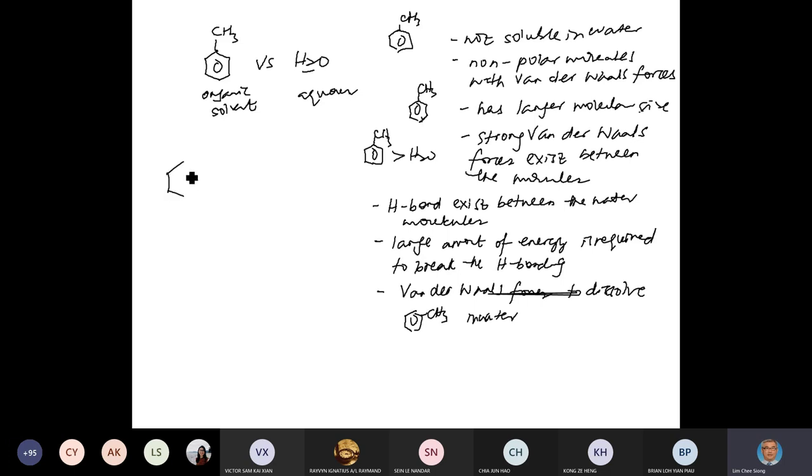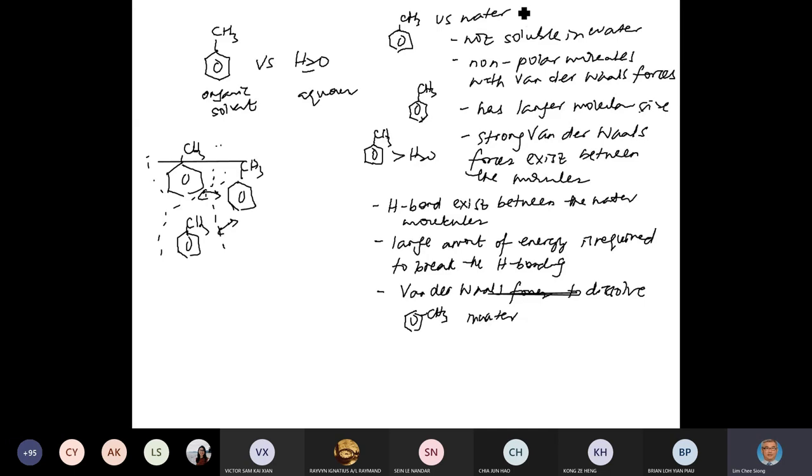So look at here. This is toluene, and the toluene itself can form Van der Waals forces because the size is too big. Here is water. So that's why you need higher energy to separate the toluene molecules, so they can break the bond and come out as a vapor or come out with a solvent gas. Get it? Okay. So this is how the relationship works between toluene versus water.